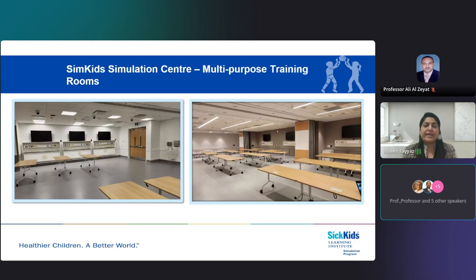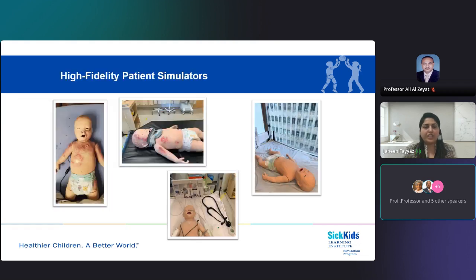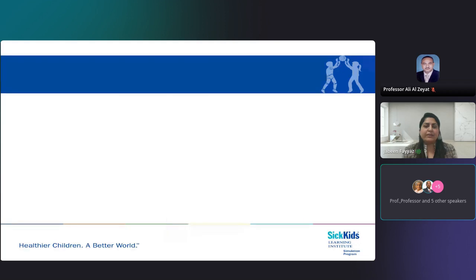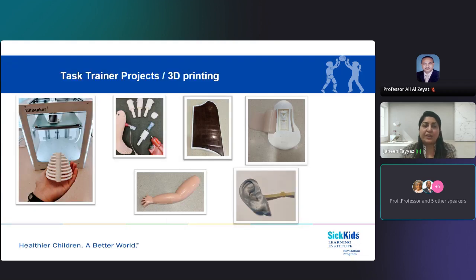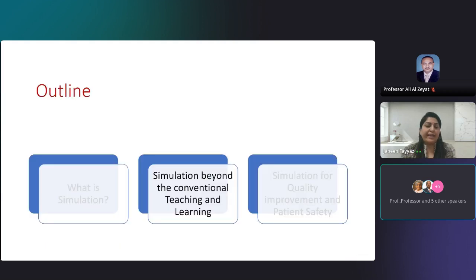You can see these are multi-purpose lecture hall kind of rooms, or you can change it. These are some of the mannequins that we have. And this is our 3D printed models that we create. 3D printed models are much more cost effective in comparison to the costly mannequins.